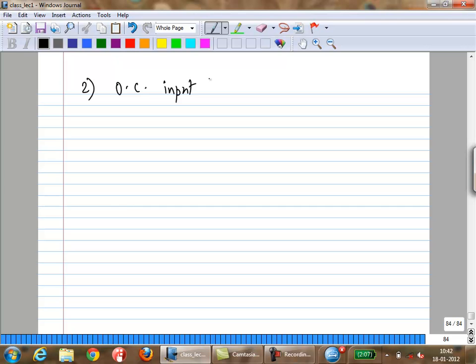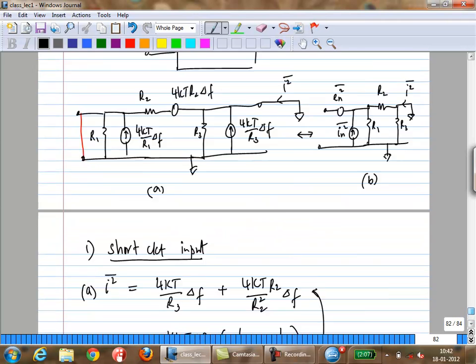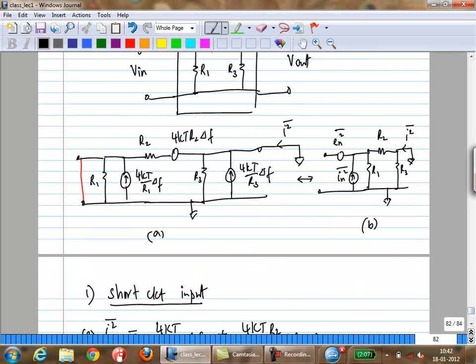Now we are going to open circuit the input. What happens when you open circuit the input? So now we're going to open circuit this, just to calculate the noise in terms of currents instead of voltages. You don't have to. You can leave it open circuit and calculate the noise voltage. You'll get exactly the same value.